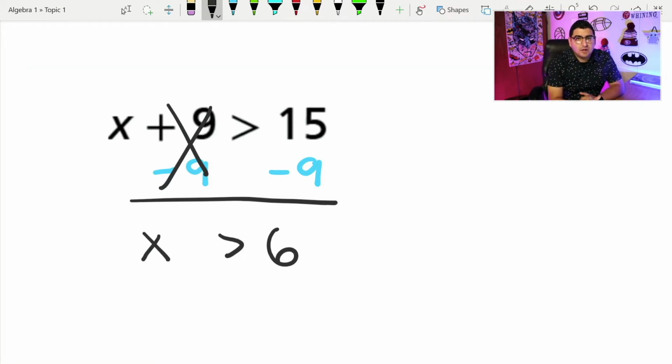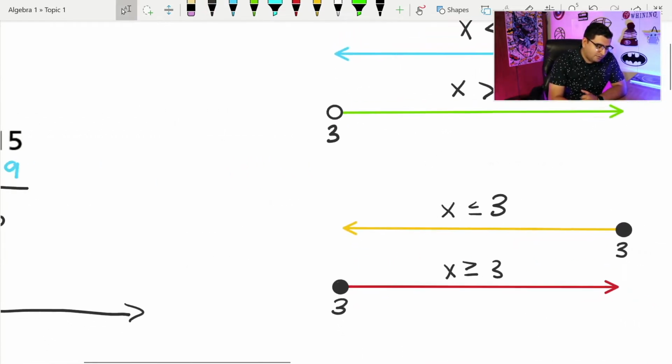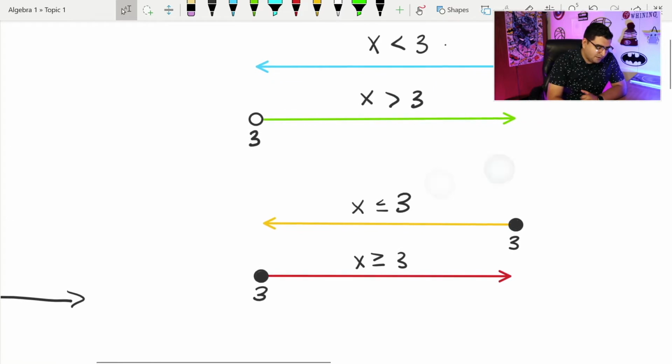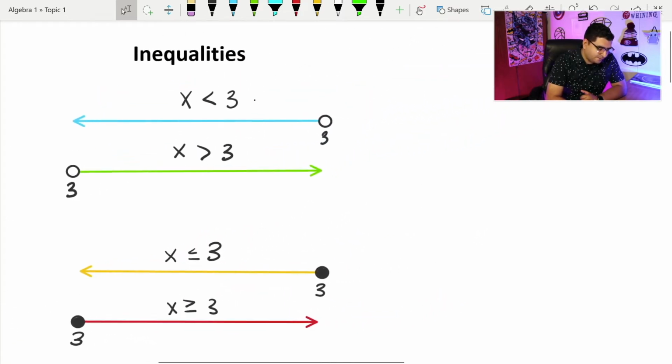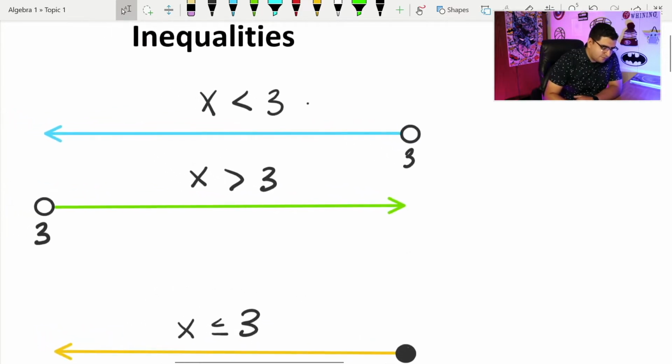So let's cover some ground rules on how to graph inequalities. Today we're learning how to graph inequalities on number lines. So let's discuss real quick, what do the symbols mean and what does each symbol get graphed as? The first symbol that we're going to talk about is x less than 3. When you see x less than 3, you're going to want to use an open circle and make your line go to the left. We're talking about all the numbers that are smaller than 3, so we want to go towards the direction of the left side. The next graph would be x greater than 3.